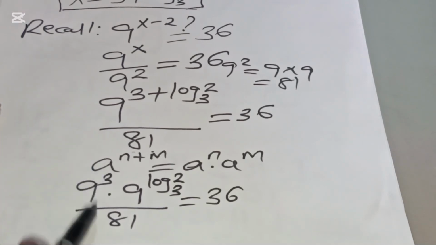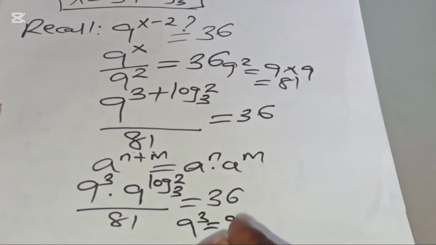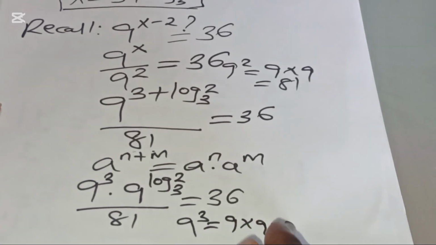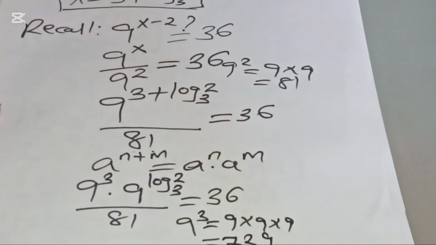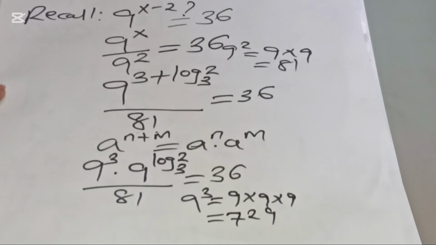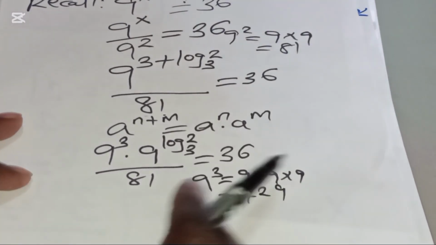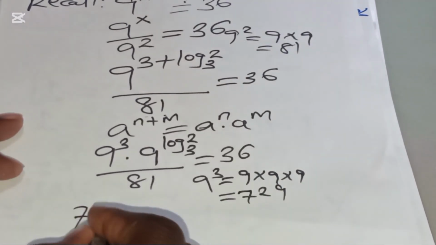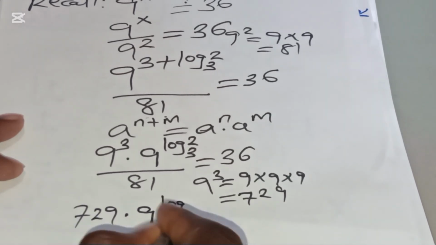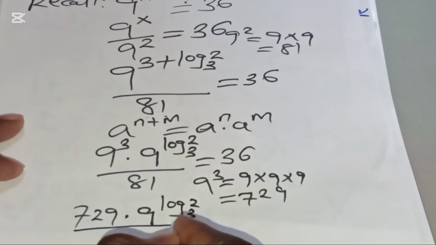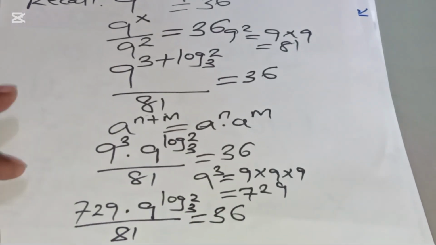Okay, so 9 to power 3 is the same thing as 9 times 9 times 9, and this is equal to 729. Now, from what we have here, you find that this is 729 multiplied by 9 raised to power log 2 to base 3 divided by 81. This is supposed to give us a value of 36.